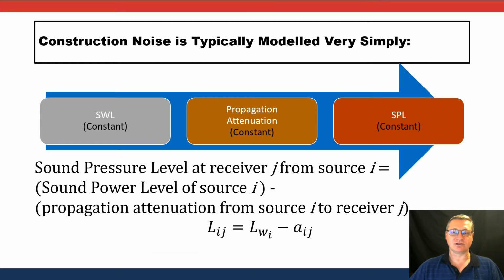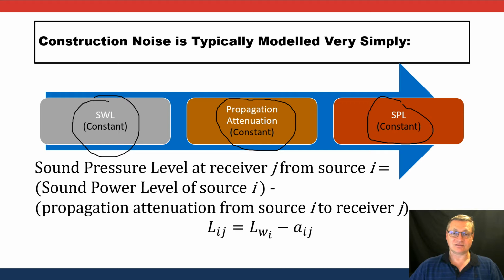Usually, when construction noise is modelled, it's typically modelled fairly simplistically. Usually, the sound emissions from the noise source or noise sources are assumed to be a constant. And usually, the propagation of the sound from the noise source or sources to the receiver or the receivers is also assumed to give a constant attenuation of the sound. And that means that the predicted sound levels at the receiver or receivers is also assumed to be a constant.